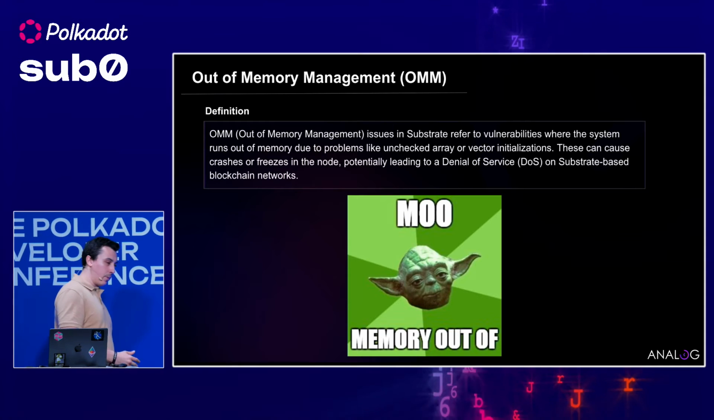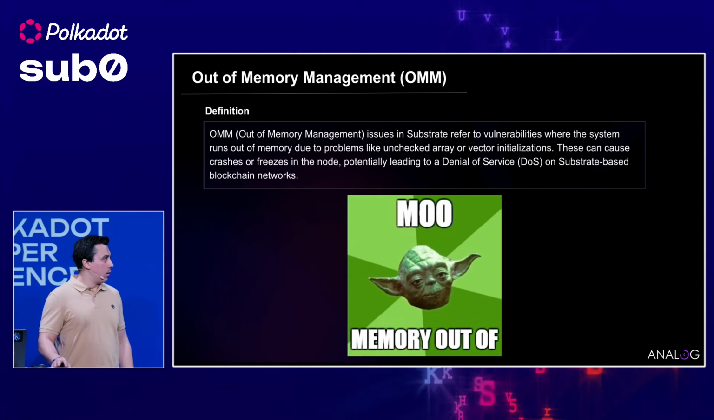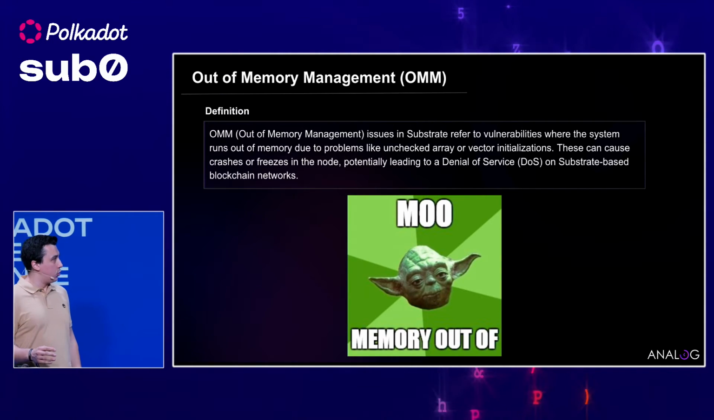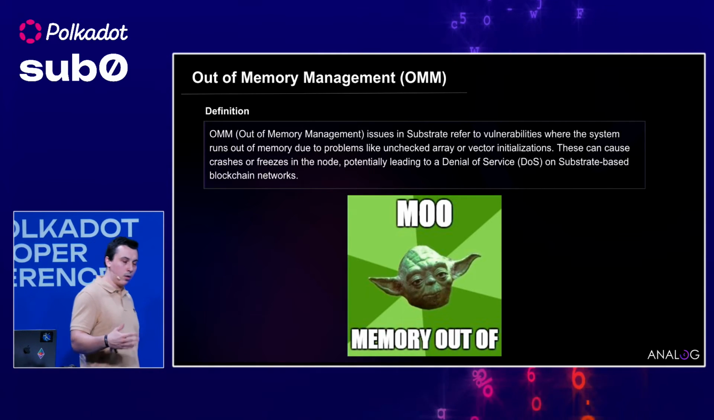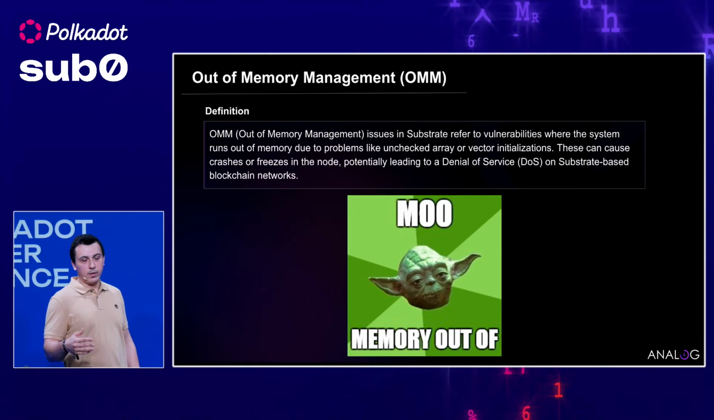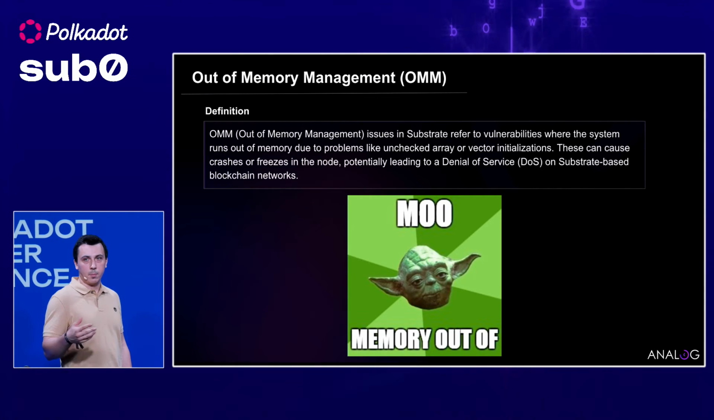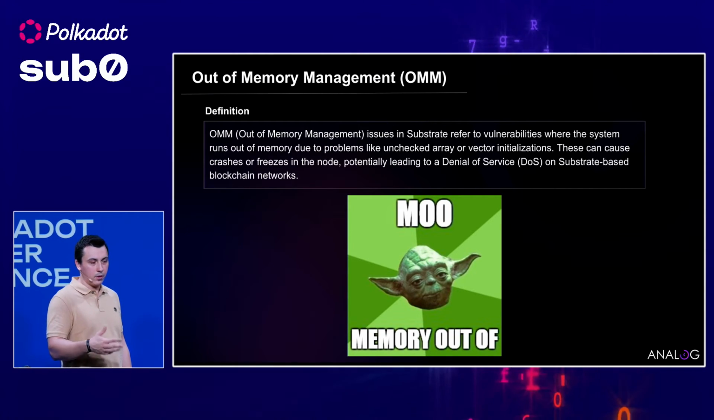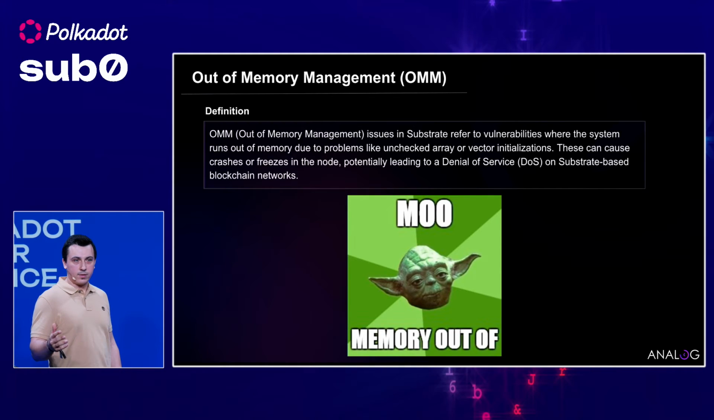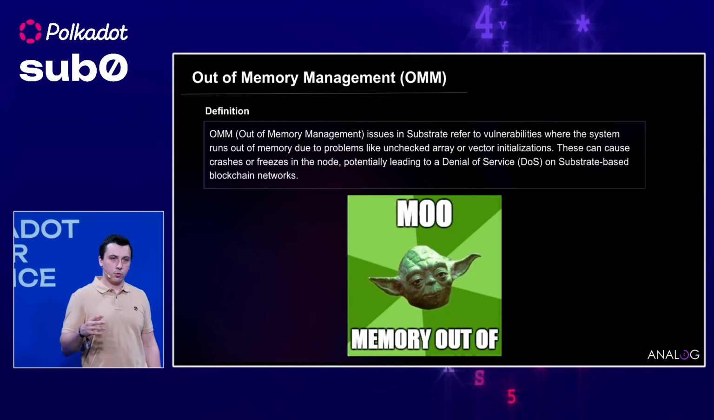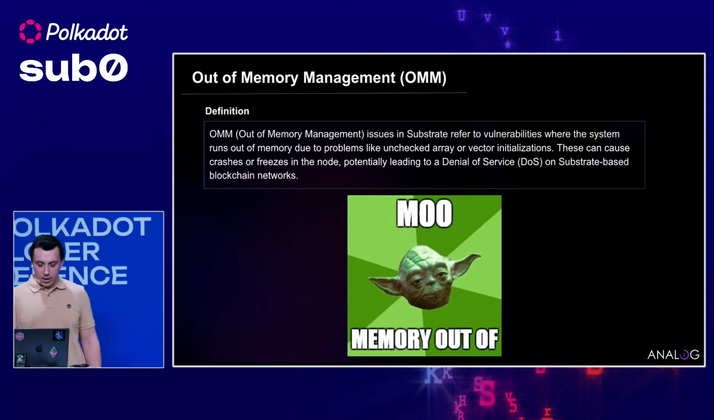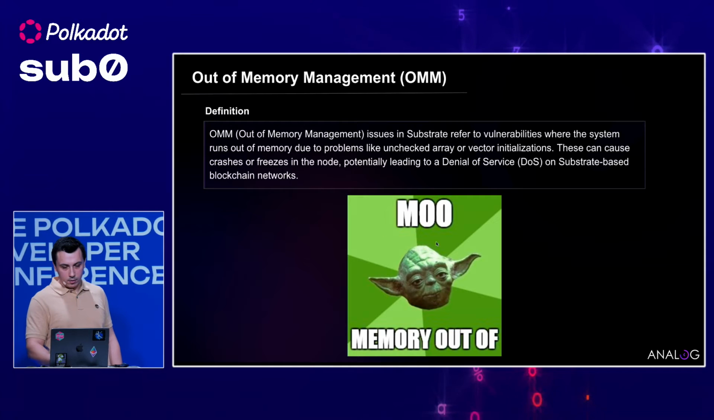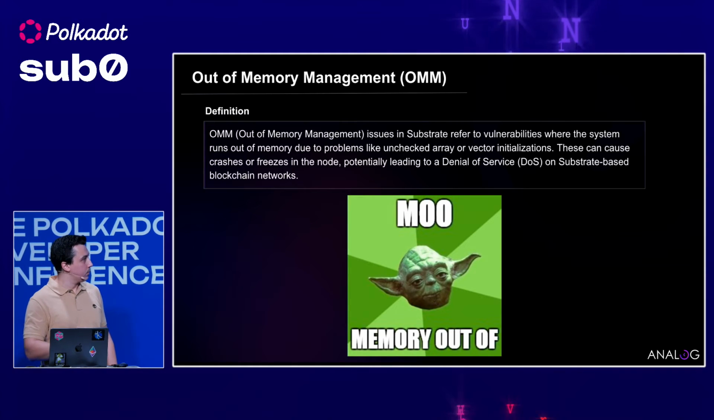And out-of-memory management. Out-of-memory management issues in Substrate refer to vulnerabilities where the system runs out of memory. It generally happens when the chain or function initializes a vector size or an array size from the user supplied input. And basically, it will lead to a panic and crash or other similar things.